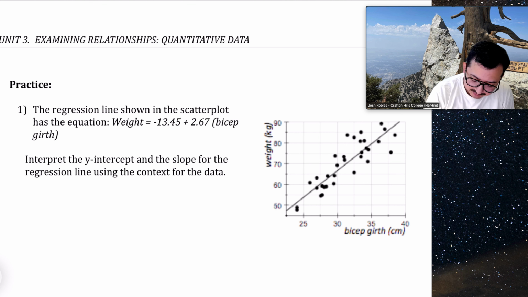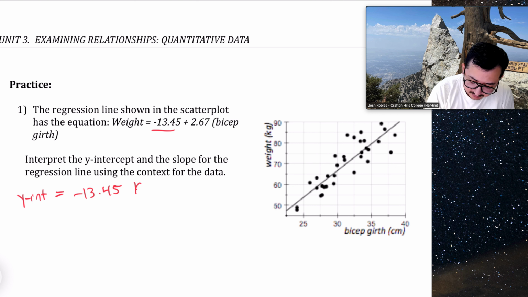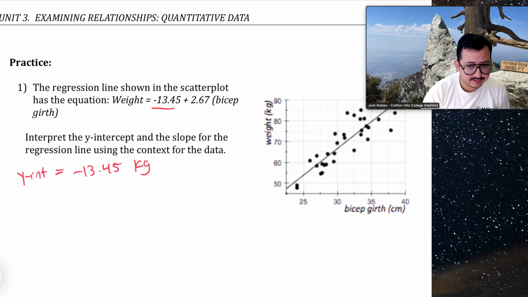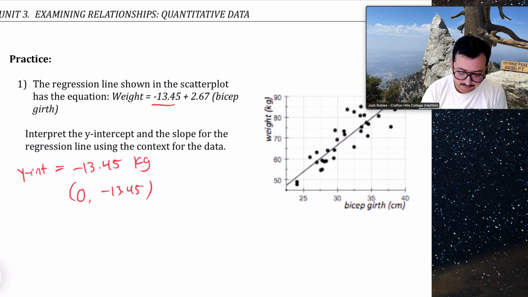Okay, so our first task is to interpret the y-intercept. So first we need to find the y-intercept. That is the number not multiplying the x variable, and so negative 13.45. Its units right now are the same as the y-axis, so kilograms. This interpretation is a little shorter, a little more simple. It comes from 0. It's kind of an actual coordinate on the graph. It comes from having a bicep girth of 0.